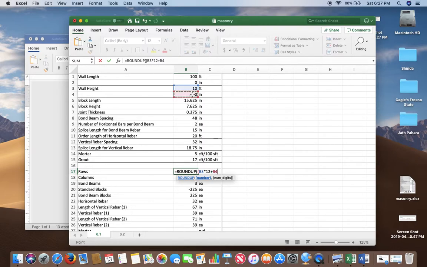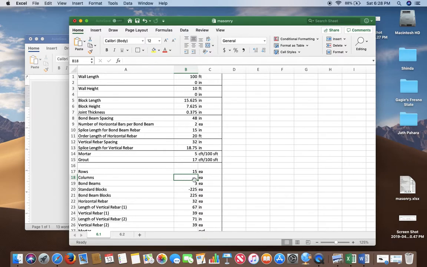You don't have to. You can skip that part. But for the formula purpose, I will show it to you. Close that parenthesis, and you will divide that by your B6 plus your B7, and close parentheses. You have a comma, 0, and close parentheses, and that gives us 15 rows.